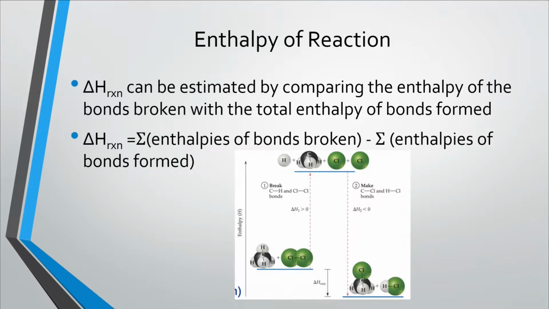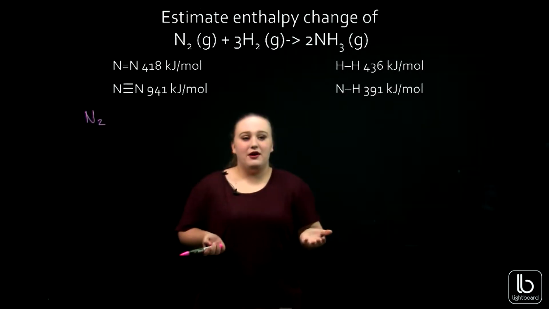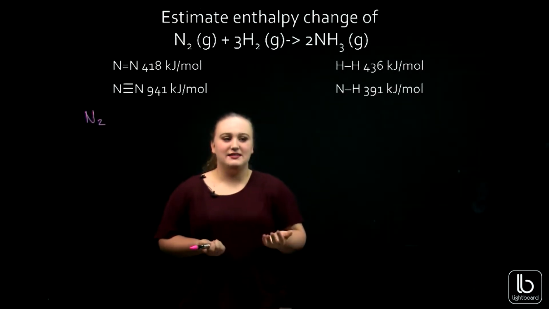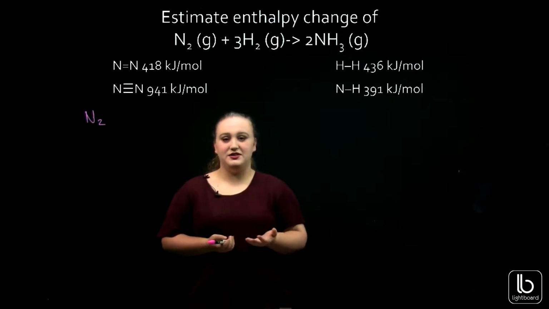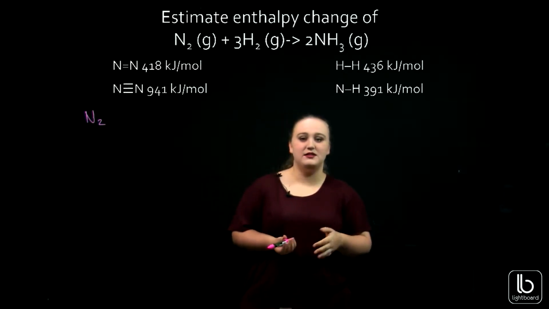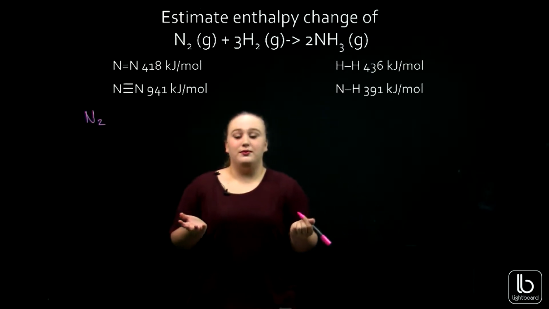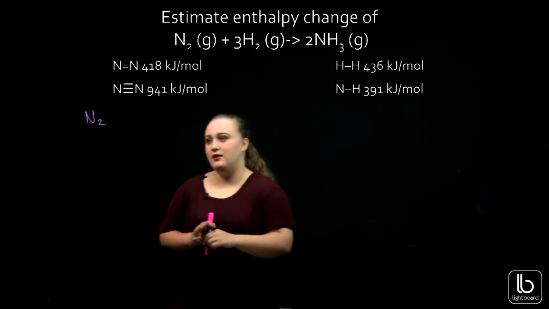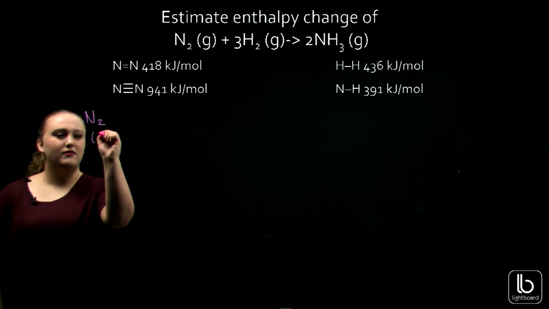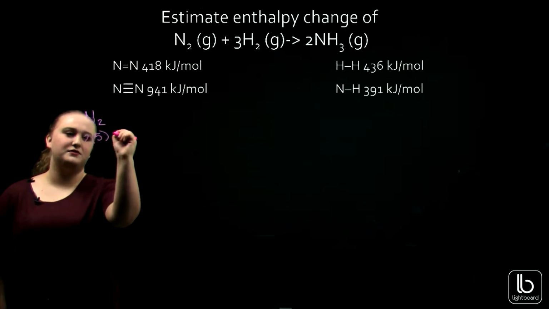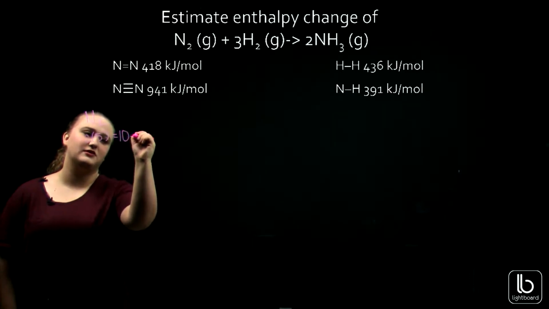So let's go to a practice problem. In our practice problem, it asks us to estimate the enthalpy change of nitrogen gas and hydrogen gas going to NH3. So again, I encourage that we draw out our Lewis structure. For N2, nitrogen has 5 valence electrons, so if I have 2, I'm going to have 10 total valence electrons.